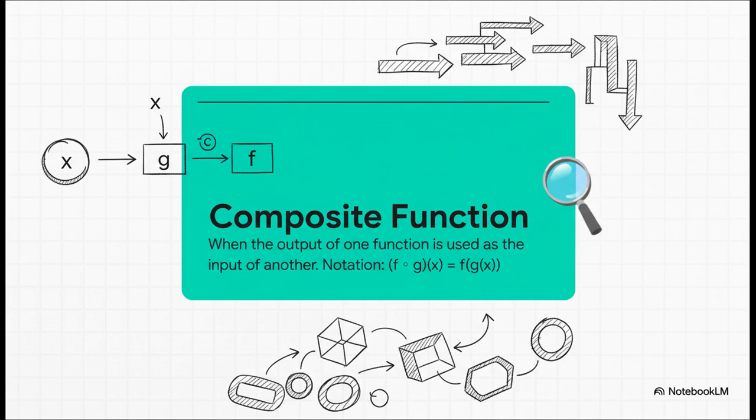Now, that notation might look a little weird at first, right? That little open circle. But all it really means is f of g of x. And that just tells you the order of operations. You do the g function first, take that answer, and then you do the f function to that answer.